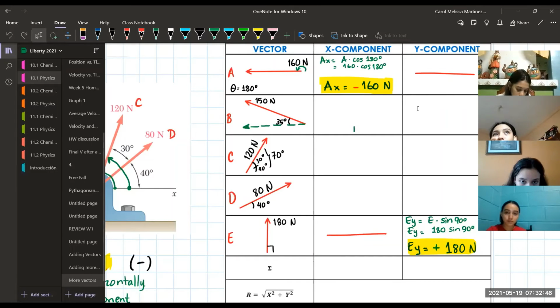The y is going to be negative or positive? Positive. It's going up, so it's going to be positive. Okay. Your vector C.